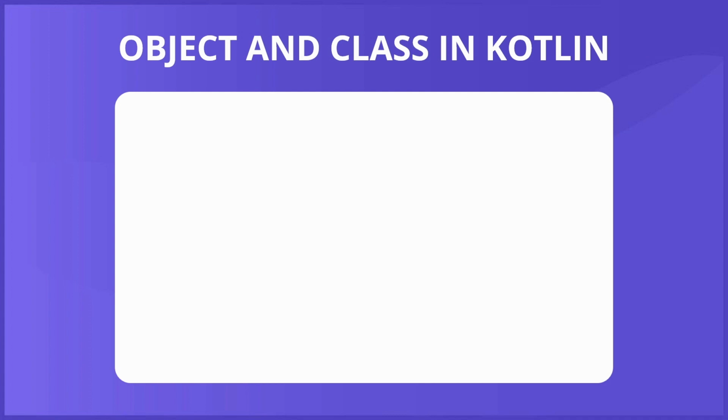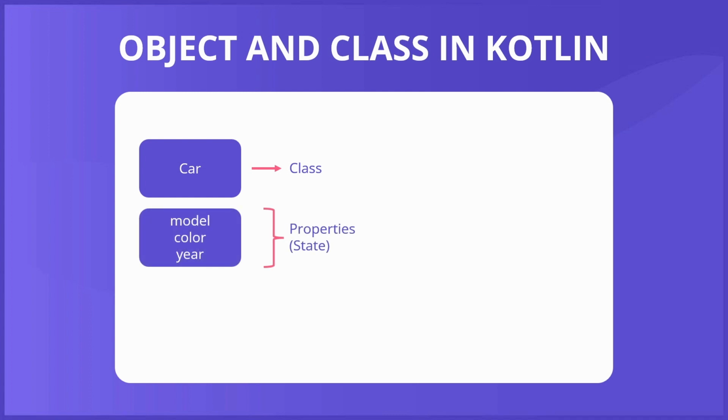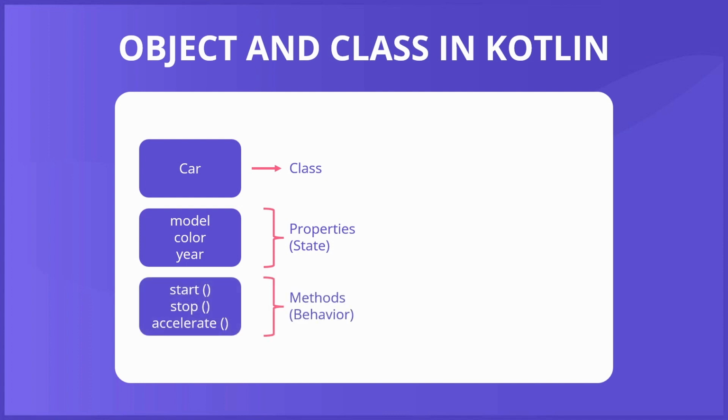So when you think of a car, well, it's called a Ferrari, right? Its color is red. Let's say the model is 2015. So these are its state. This car starts and stops. So starting and stopping are its behavior.